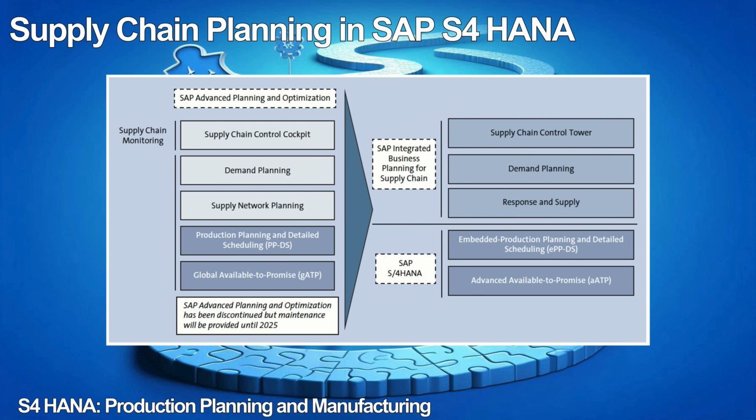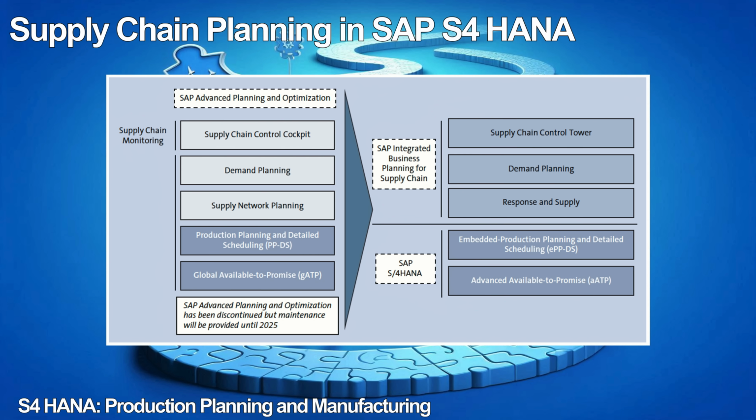Supply chain planning is a cornerstone of modern manufacturing and logistics in SAP S/4HANA. Historically, SAP ERP relied on material requirements planning as the backbone of supply chain planning. Over time, tools like sales and operations planning and flexible planning were added. To address more complex planning needs, SAP introduced advanced planning and optimization.